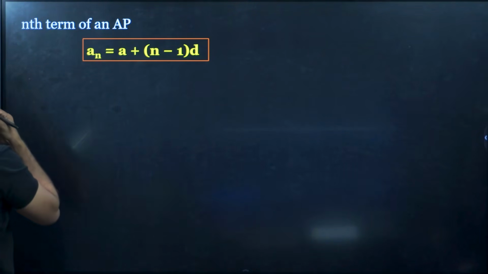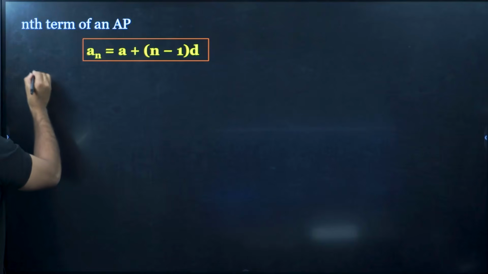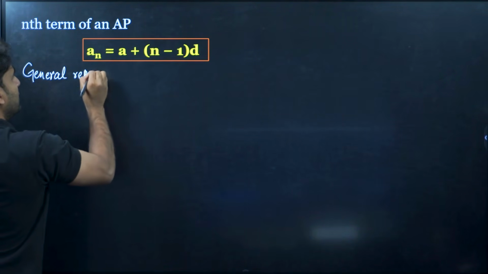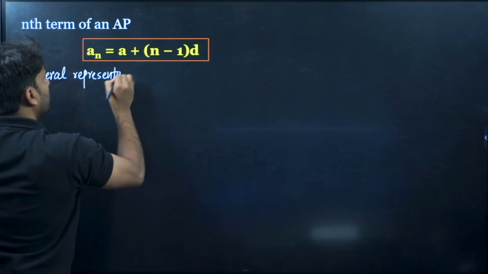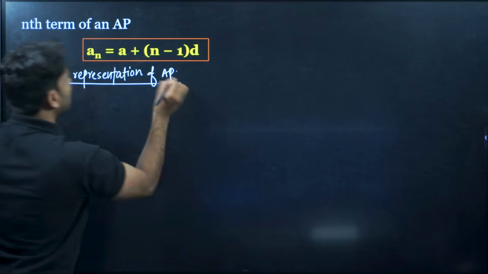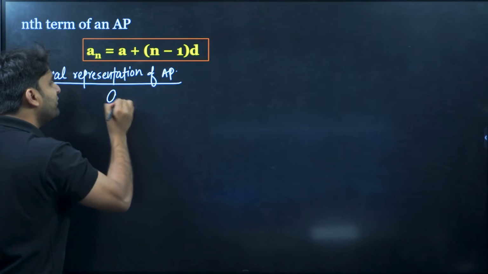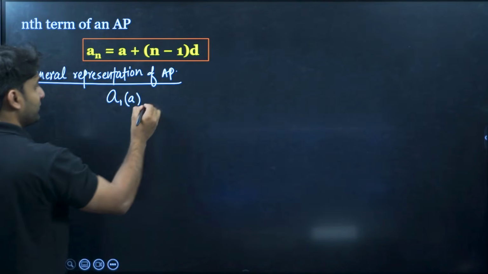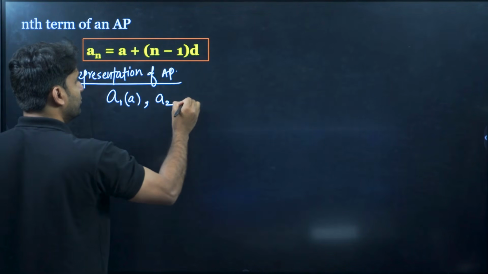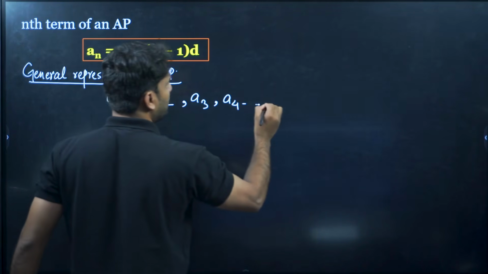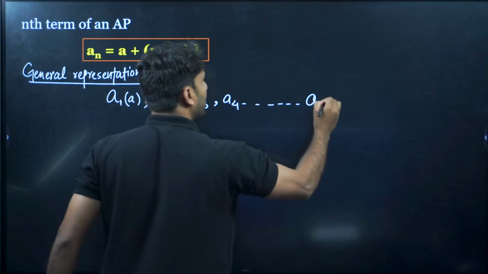Listen everyone. So basically, in an AP, let's talk about the general representation of AP. What is the general representation of AP? The first term will be A1, and we can also represent it as A, first term. Second term A2, third term A3, fourth term A4, and the last term An.